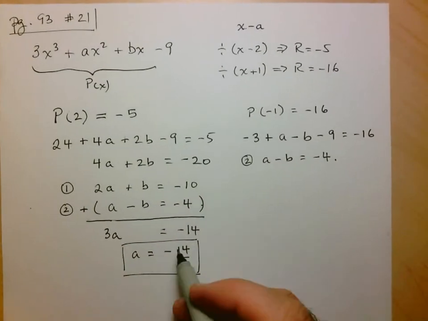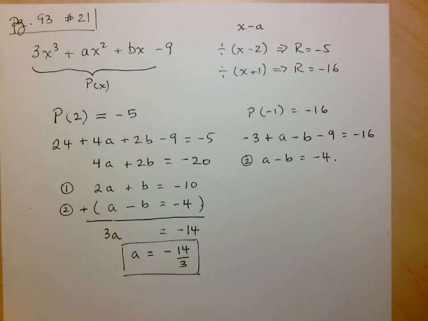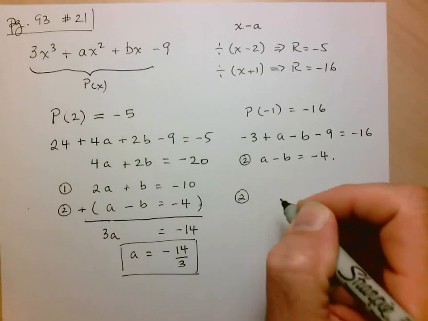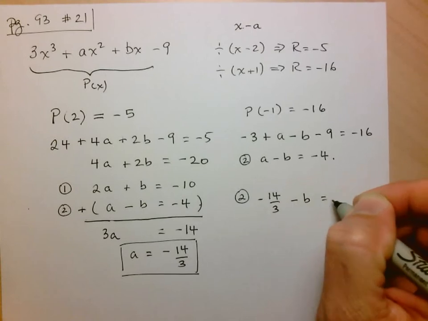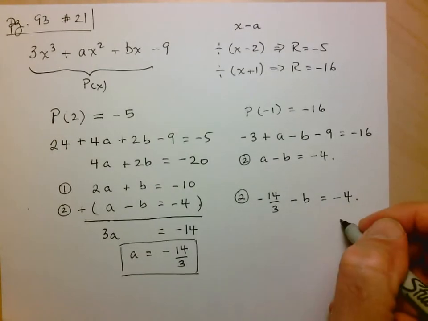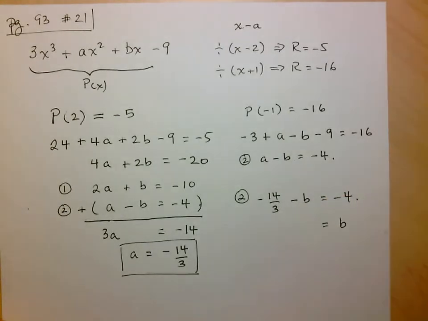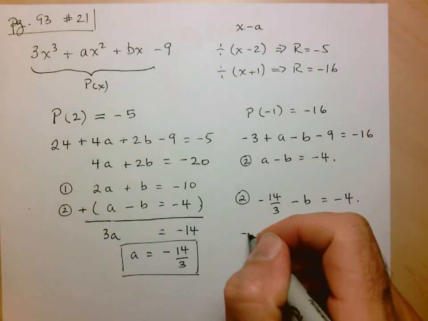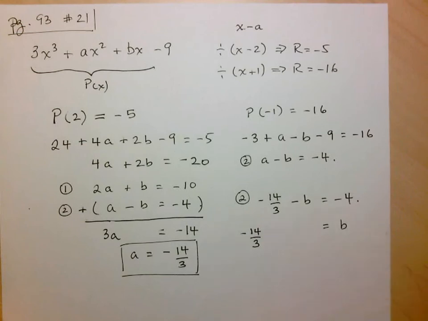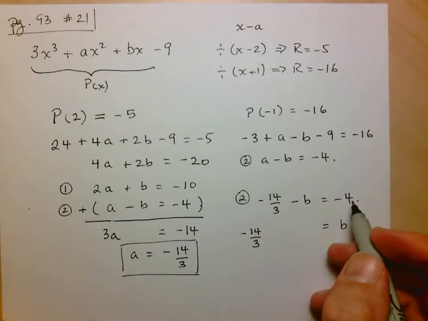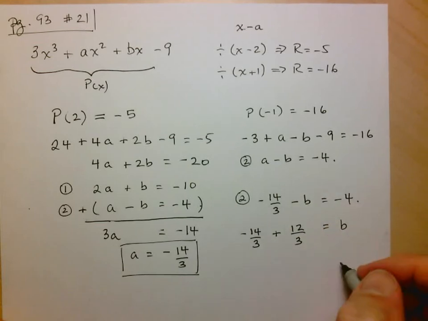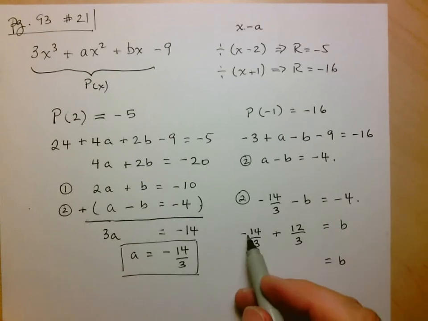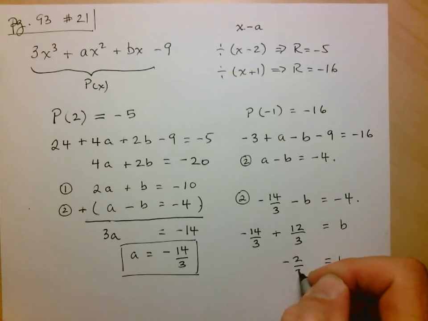Now I can substitute this back into either one of the equations to find the b value. The second one looks easier, so I'm going to use equation 2. I have a, which is negative 14 over 3, minus b is equal to negative 4. I'll bring the b to the other side, and I'll bring the negative 4 over, so it becomes plus 4. While I'm doing that, I'll change it to fraction form, so this is something over 3 is going to be plus 12 over 3. Solving that, b is equal to negative 14 plus 12, so negative 2 over 3.